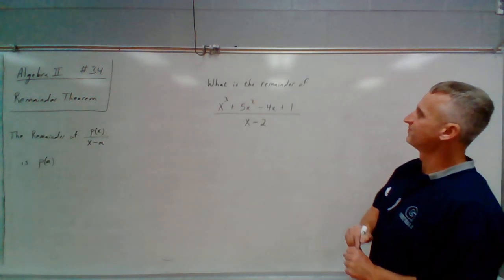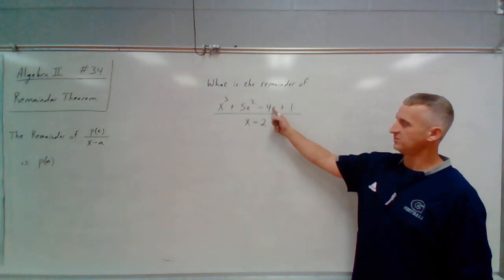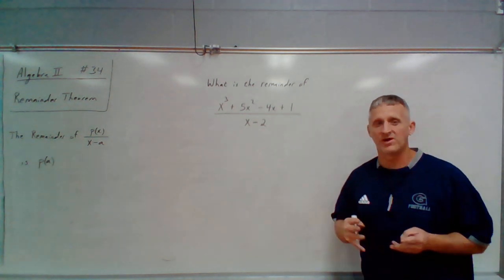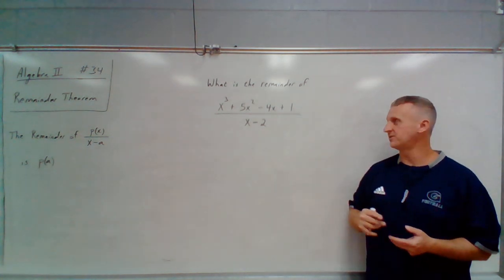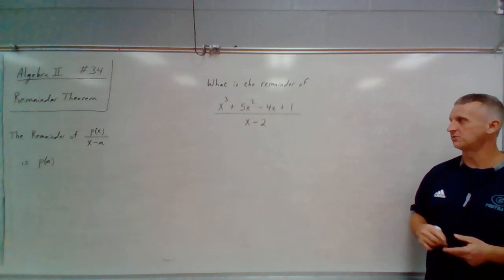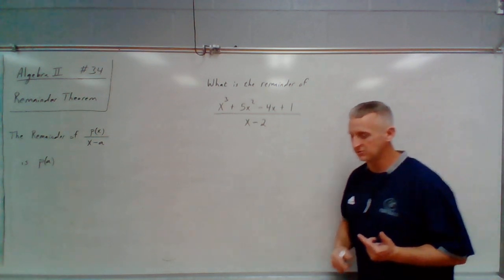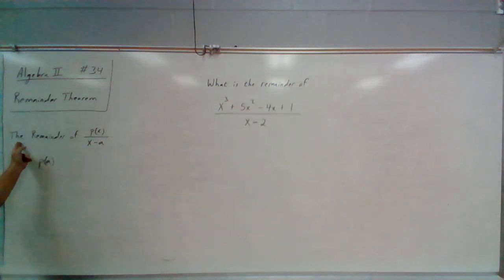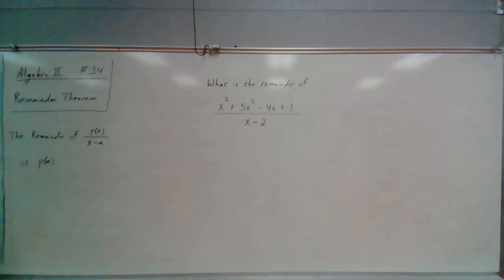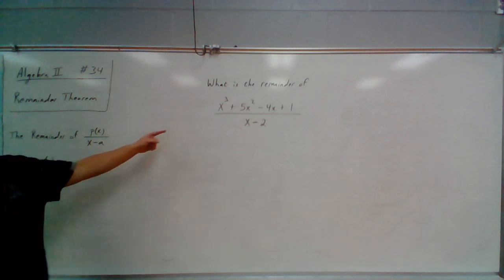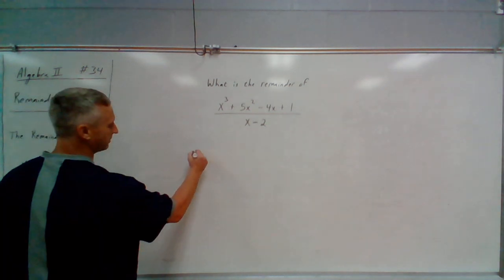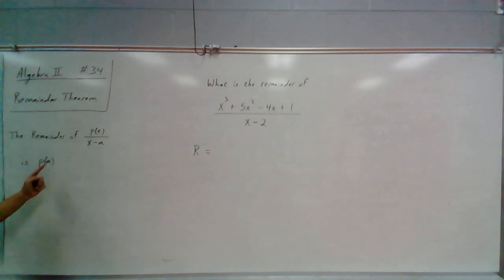Alright, let's try this question. If I do this polynomial divided by x minus 2, what will the remainder be? One way I could work this problem out is I could actually do the long division and find out what the remainder is. We could do that, but that takes a while. We could also use the remainder theorem. The remainder theorem says that the remainder of a polynomial divided by x minus a is just p of a. So we have a polynomial divided by x minus a, so the remainder should equal just p of a.